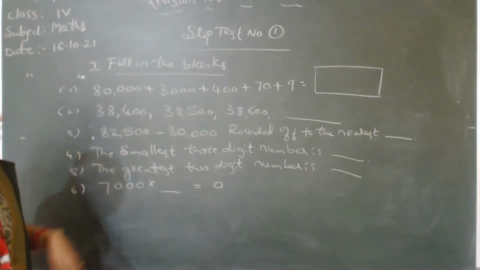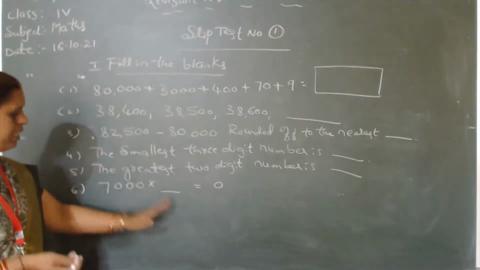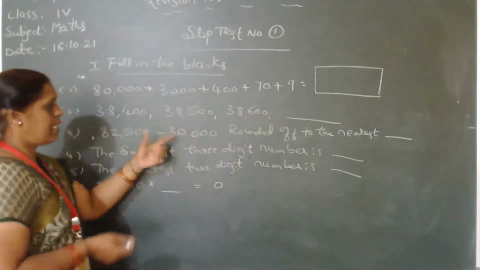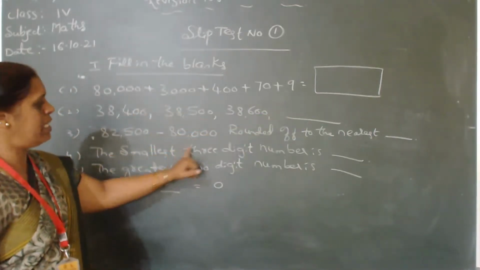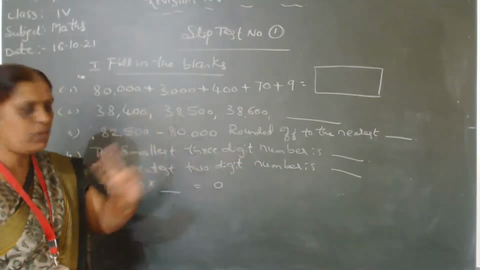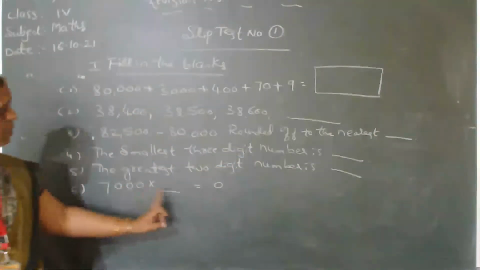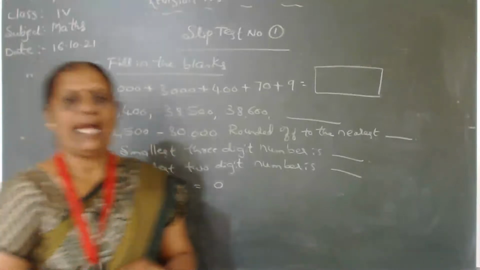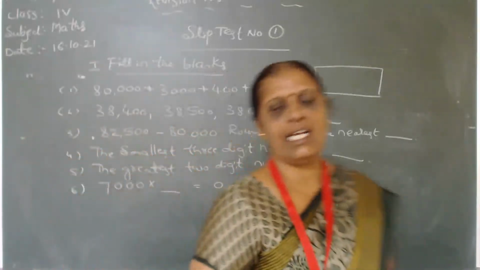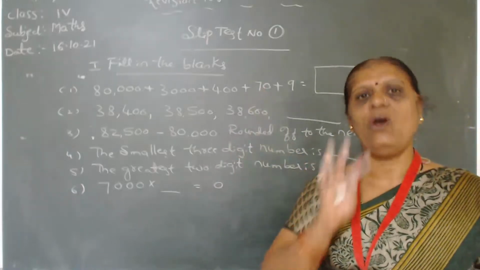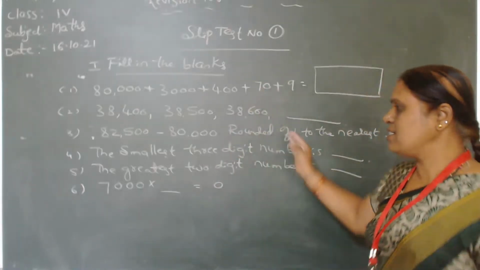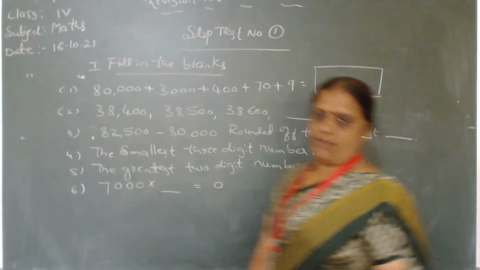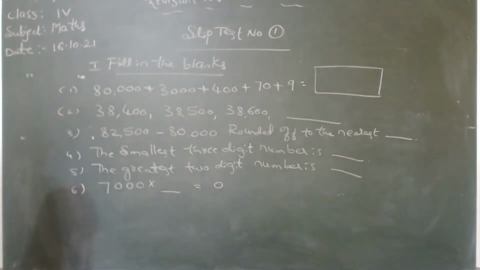So first we will copy all these 6, then I will do the next 6. First one, expanded form, skip counting, rounding off, smallest 3-digit number and greatest 2-digit number, and 7,000 into dash is equal to dash. I will give you 5 minutes to write down the answers. Later we will check the answers. Write all these 6 first, then I will go for the next 6. Fill in the blanks. Write down all first.